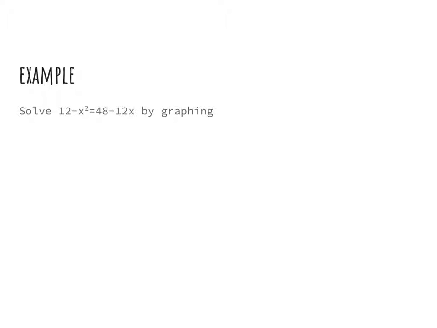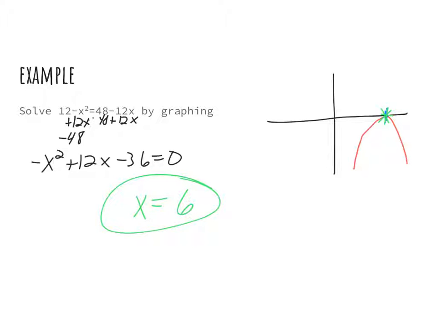Go ahead and pause the video, solve this one on your own, and then hit play, see how you did. The first thing you should have done is gotten a 0 on one side, so add 12x and subtract 48 from both sides. We should have gotten negative x squared plus 12x minus 36 equals 0. If you graph that on your calculator, you'll see that graph on the right. If you find the solution, mine said x is equal to 5.9999979. We're going to go ahead and round that to 6.